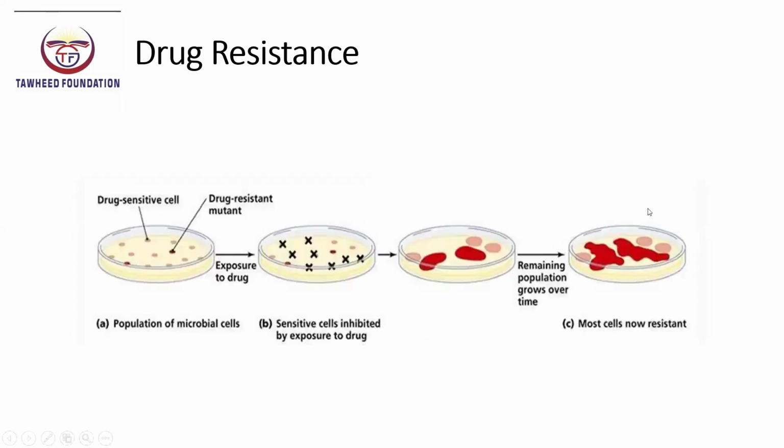Here is an image diagram of drug resistance. It is divided into three parts. A population of microbial cells. Here you can see drug sensitive cells and a drug resistant mutant. Once they are exposed to drugs, the sensitive cells will be inhibited by exposure to drugs, and then the remaining population will overgrow over a period of time. Now in the last stage, more cells are now resistant.